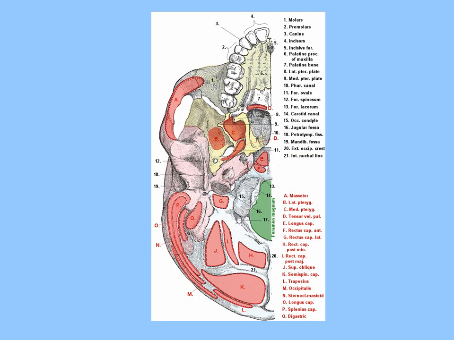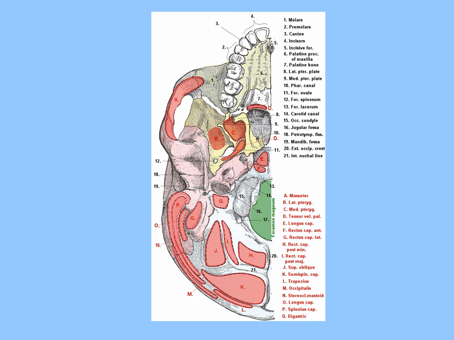Here's a view of the underside of the skull. There are some structures on here which will relate to other structures that we'll be talking about in this and part 3 of this series. We have the palatine bone, which is number 7, and the palatine process, number 6. The palatine bone and the palatine process make up the hard palate.